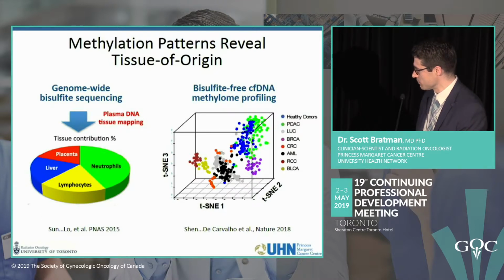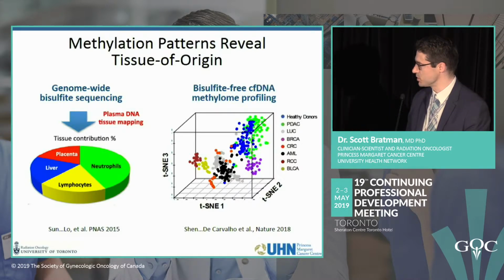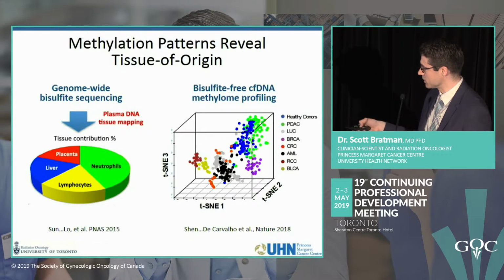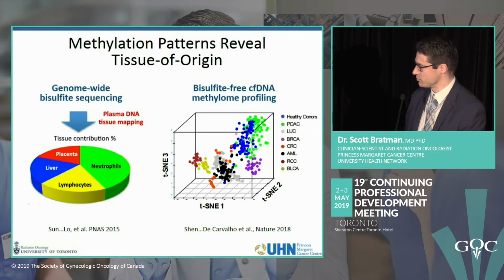This is some work that we recently published on a cohort of about 400 individuals showing a proof of principle that you can use these methylation signals to distinguish between individuals with different types of cancer, including breast cancer, lung cancer, pancreatic, colorectal, AML, and really just sets that proof of principle for future studies. Certainly more work is needed for gynecologic cancers in this space.